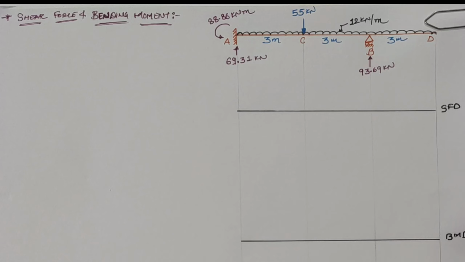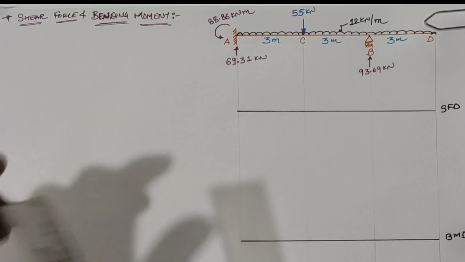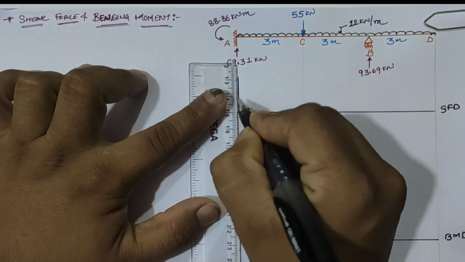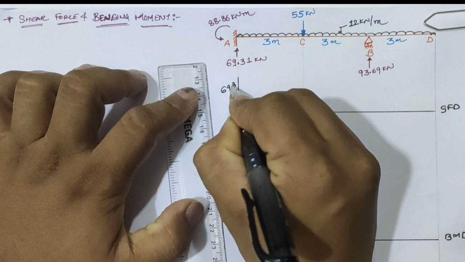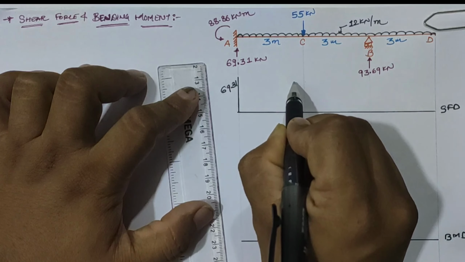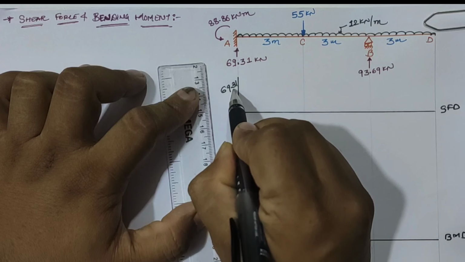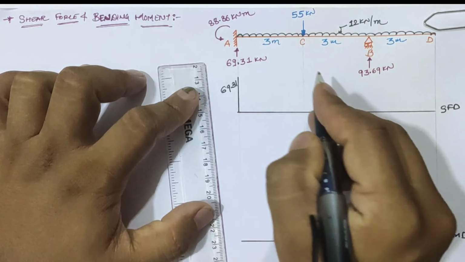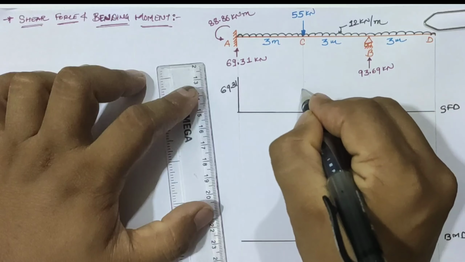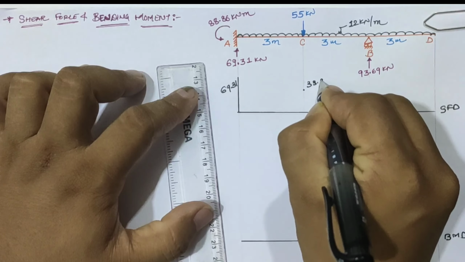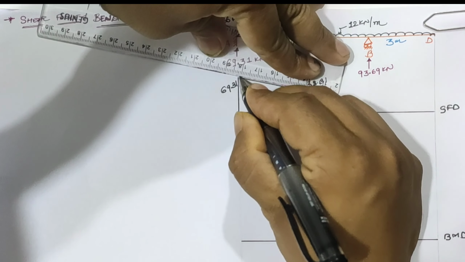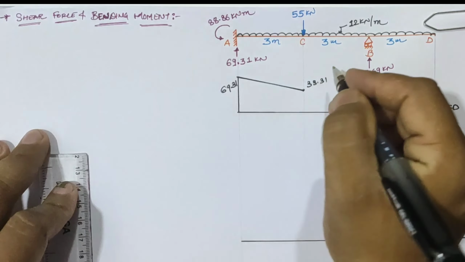Now if we go for the shear force diagram first, then at location A our value is plus 69.31 in the upward direction. Now from location A to C, just before the point load, our value is 69.31 minus 12 into 3, which is 33.31, and we have to connect this diagram by an inclined straight line using the rules of UDL.